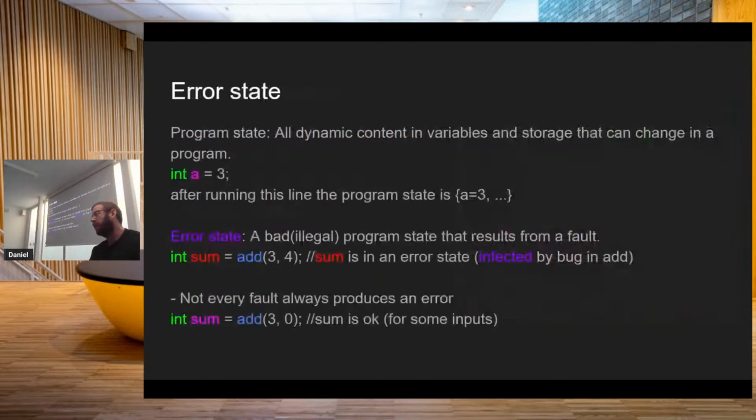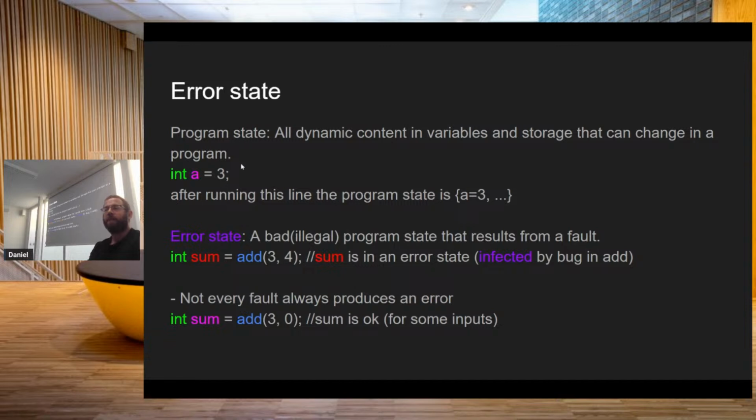Let's assume that code now, that we have this bug. Okay, we have something called state. A state is the dynamic content in variables and storage that can change in a program. So for instance, we have this variable A, and we assign it a 3. Now, somewhere in the memory of this program, there is a position in the memory with an integer 3 in it, right? This is the state. All variables of the entire program that is alive right now is the program state. So if everything is okay, then we are in a good program state. If some of these are not the correct value, then we are in an error state.